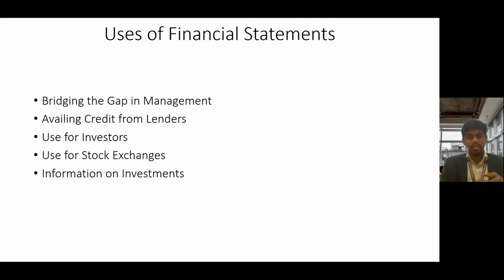So what does it mean here? Availing credit, in the sense that you may have heard about banks and financial institutions, government agencies, and many more investors, right? If a businessman is facing any problem, he will take a loan or take credit from the banks or financial institutions. In our normal terms, we call it a loan.